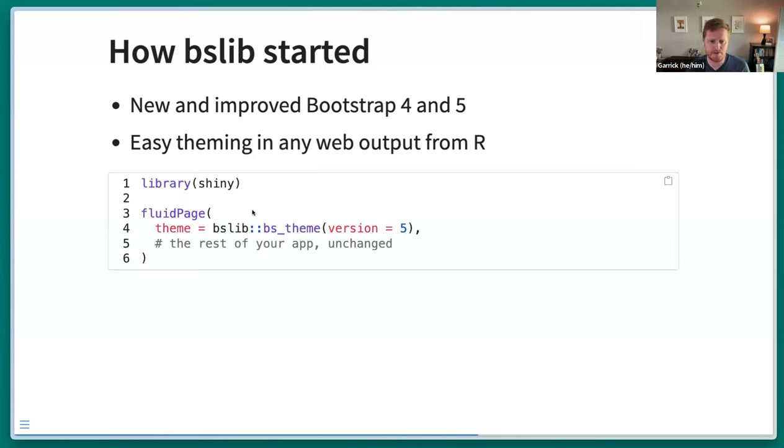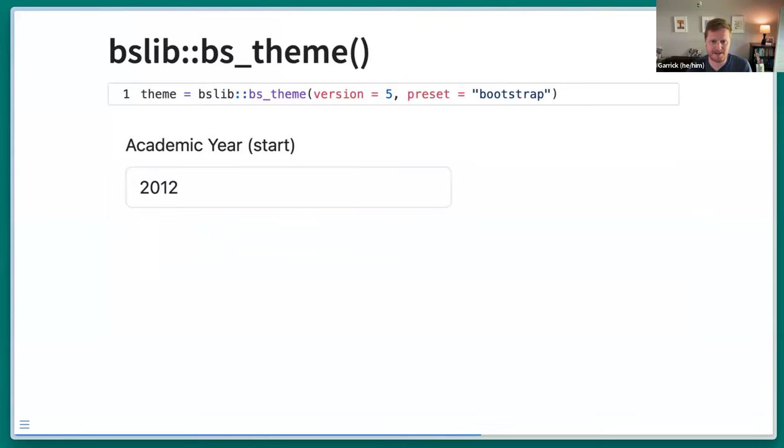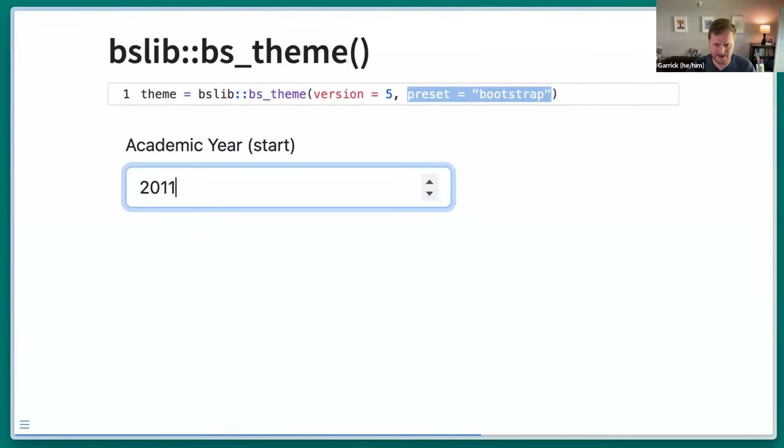So the idea with bslib was that you could take bslib and it gives you a theme, a bs_theme function that you pass to a theme argument of one of the page functions in Shiny. And here you could say version 5, right? So I went Bootstrap version 5 and do nothing to the rest of your app, and your app would just automatically be using Bootstrap 5 and look much better. So here's what that would look like with version 5. And so then the other part of this, that part's cool. So now we've upgraded to version 5. This is a Shiny input now on Bootstrap version 5.